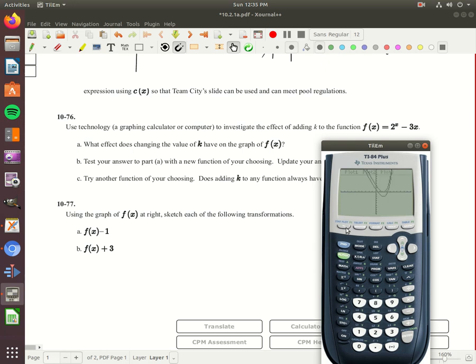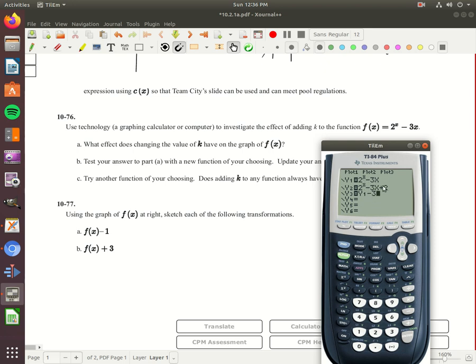But another way I could have written it is I could have gone down here, and I know that I have y1, right? That's what this is called, y1. So I can go Vars, Y-Vars, Function, and I can steal that y1, and I can say I want to subtract 3 from it. So now I have the original y1.